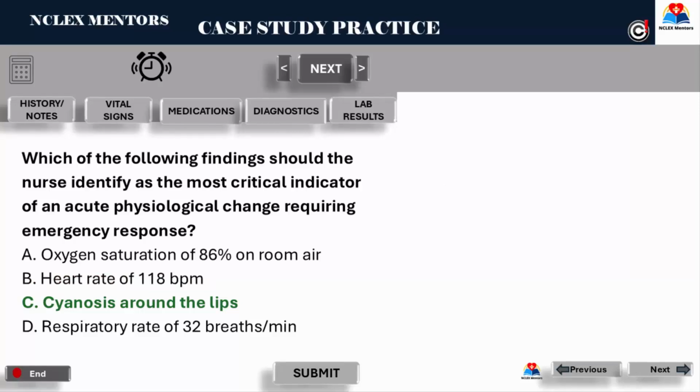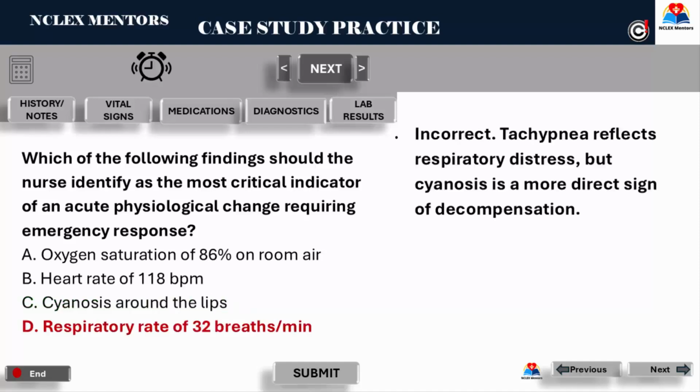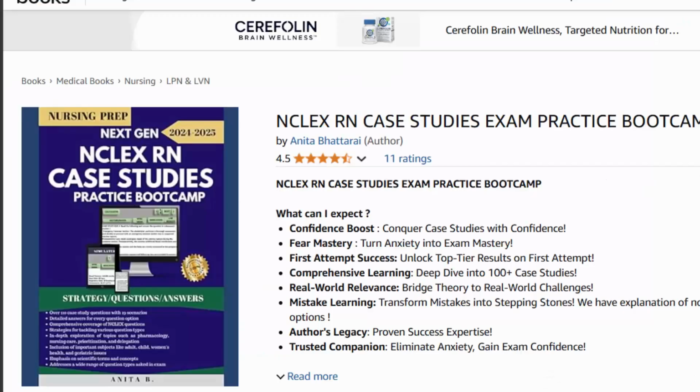C. Cyanosis around the lips. This is the correct answer. Cyanosis is a visible sign that oxygen is no longer reaching the tissues effectively, a critical emergency that must be addressed immediately. D. Respiratory rate of 32 breaths per minute. Rapid breathing reflects distress, but cyanosis is a stronger indication that the body is actively failing to oxygenate. So remember, when you see cyanosis, especially in someone with respiratory issues like COPD, treat it as a red flag that demands immediate intervention.